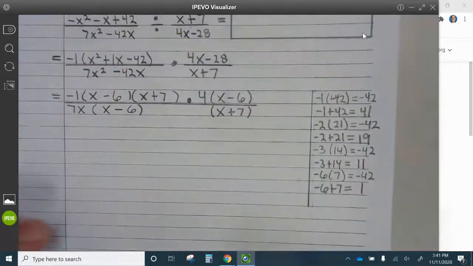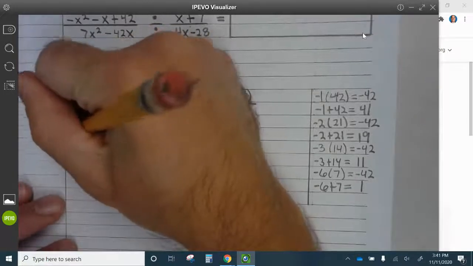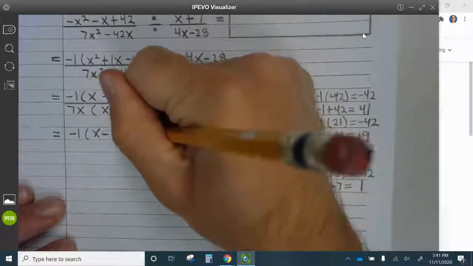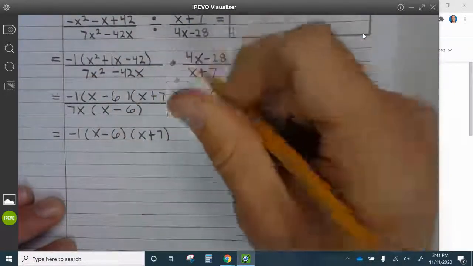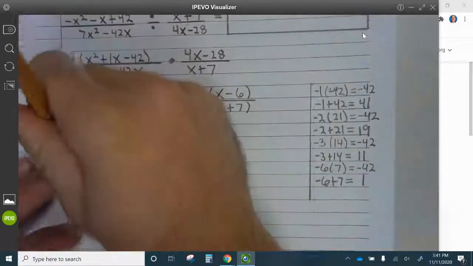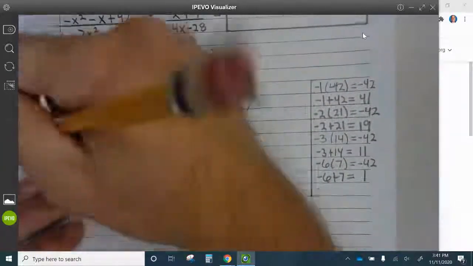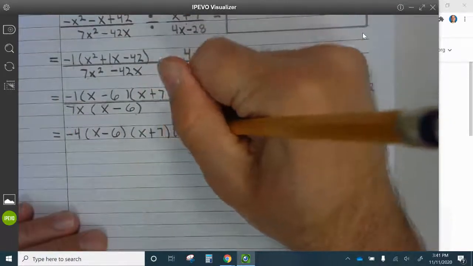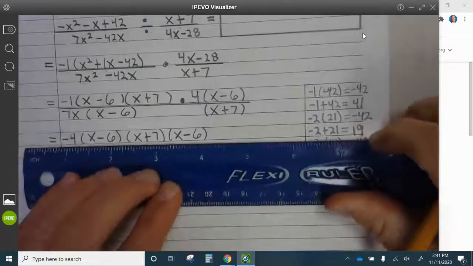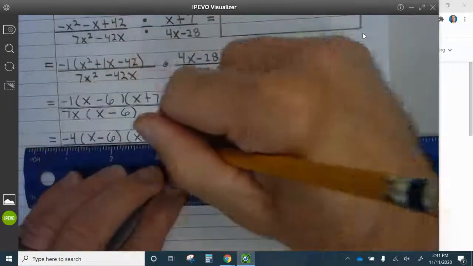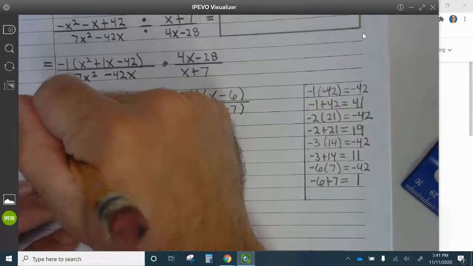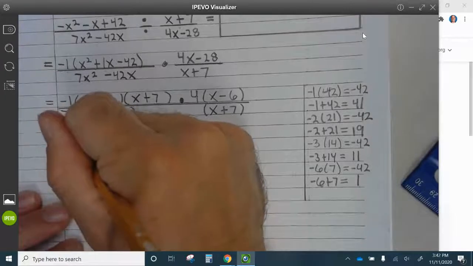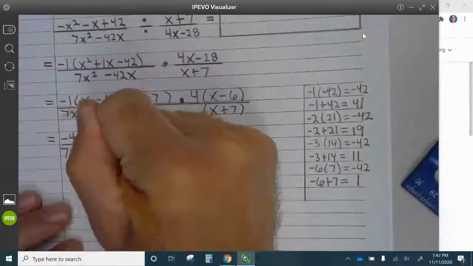Okay, now let's rearrange so we can divide out any special ones. So -1 times x minus 6 times x plus 7. And actually, we could have done this. 4 times -1 is -4. Okay, and then times x minus 6. Okay, now, nothing really we can do with the 7x, so we'll just leave that in front. Okay, now do we have any x minus 6? Yes, so we have x minus 6. Okay, so we're done with that.